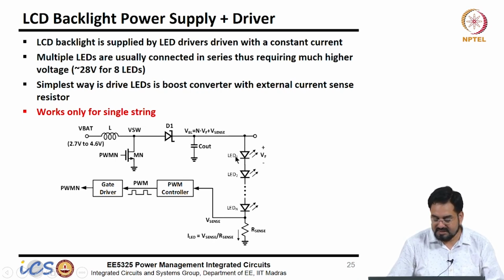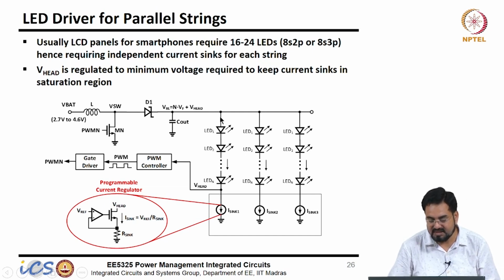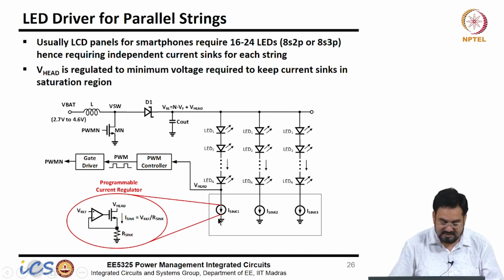But this technique works only for a single string. Now, let us say you have multiple strings, so you do not know which one to feed back. So, if you have multiple strings, instead of using a sense resistor, we use a current source or current sink. You can put this current on the top also, and then you require a current source. When you are putting it at the bottom, you need a current sink.